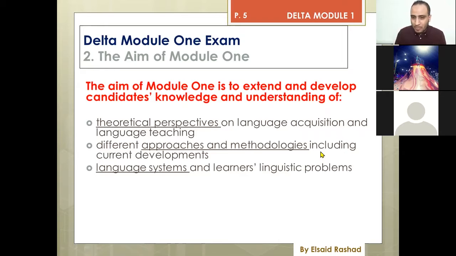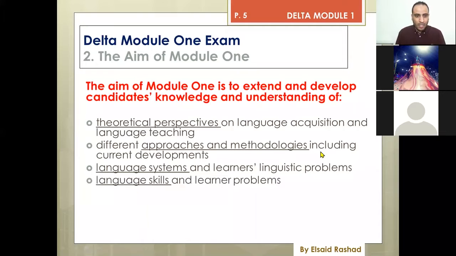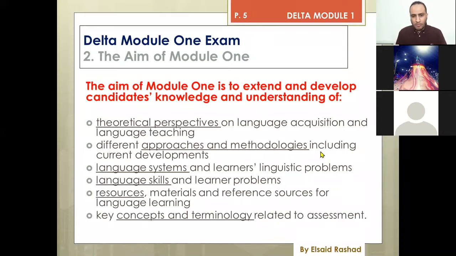Number 3, the language systems and the learners' problems. How can you analyze them and how can you address these issues? Number 4 is the language skills, and also you need to develop your understanding of the learners' problems. The one before the last is the resources, materials, and references, which is closely related to lesson planning and resources. The last aim of Delta Module 1 is to develop your understanding and knowledge of ELT terminology. I remember when I was doing Delta Module 1, I memorized more than 400 terms. So if you're going to do this module, you need to memorize about 400 terms in almost all aspects of the language: methodology, assessment, language systems, language skills, everything.